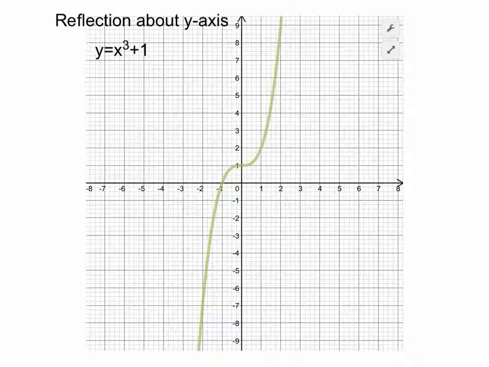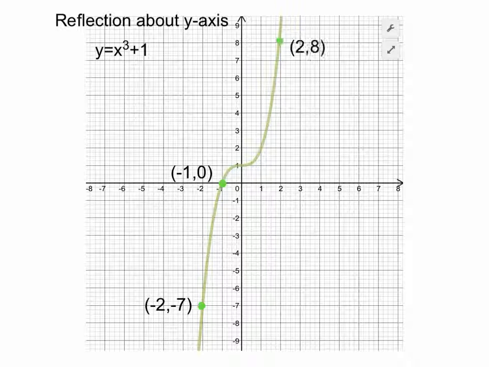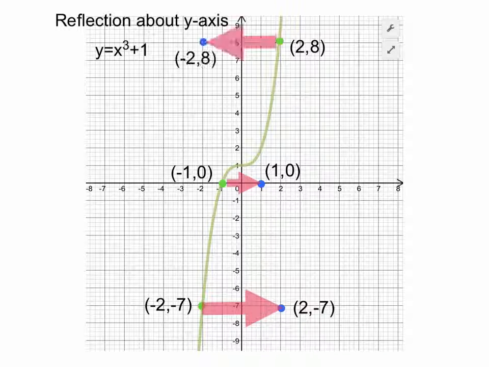Here, I'm going to reflect the graph of y equal to x squared plus 1 about y-axis. First, I will select 3 points on the original graph. They are (-2, -7), (-1, 0), (2, 8). And these 3 points will reflect about y-axis. Their image will be (2, -7), (1, 0), (-2, 8). When I connect these 3 points, their graph will look like this.